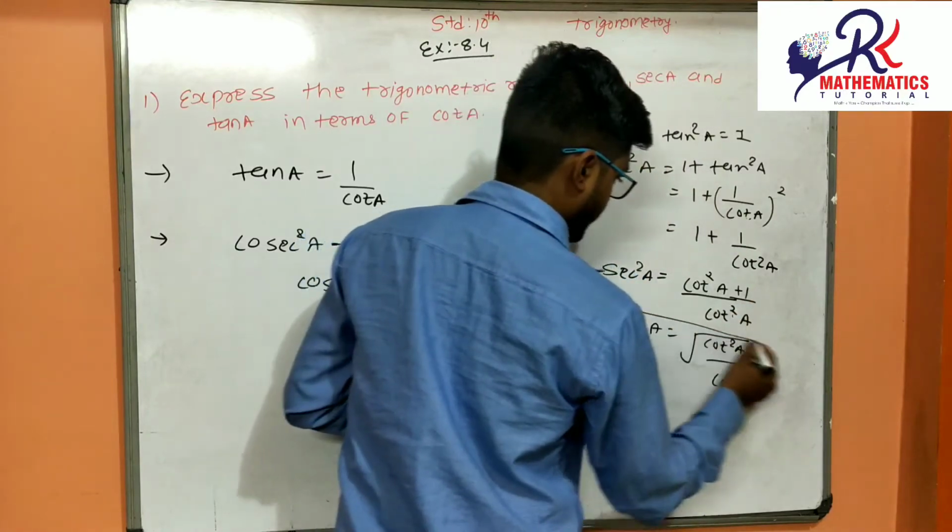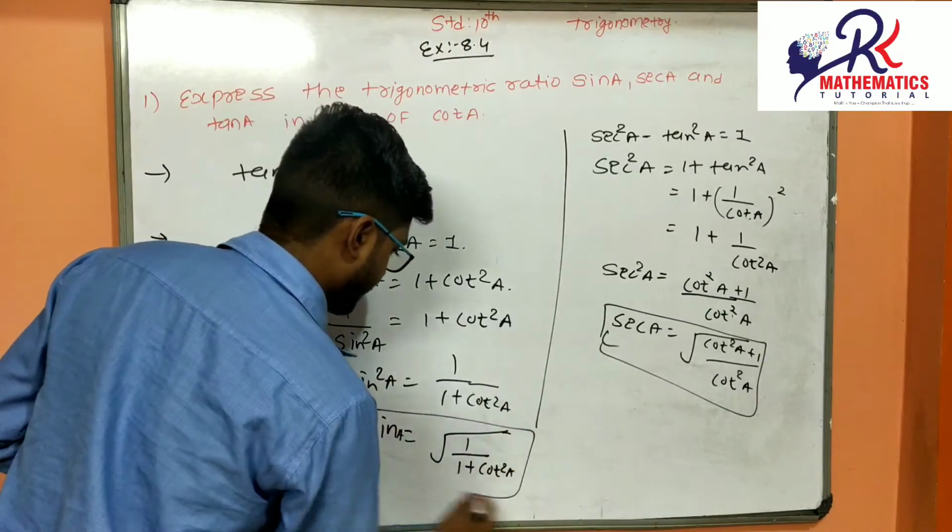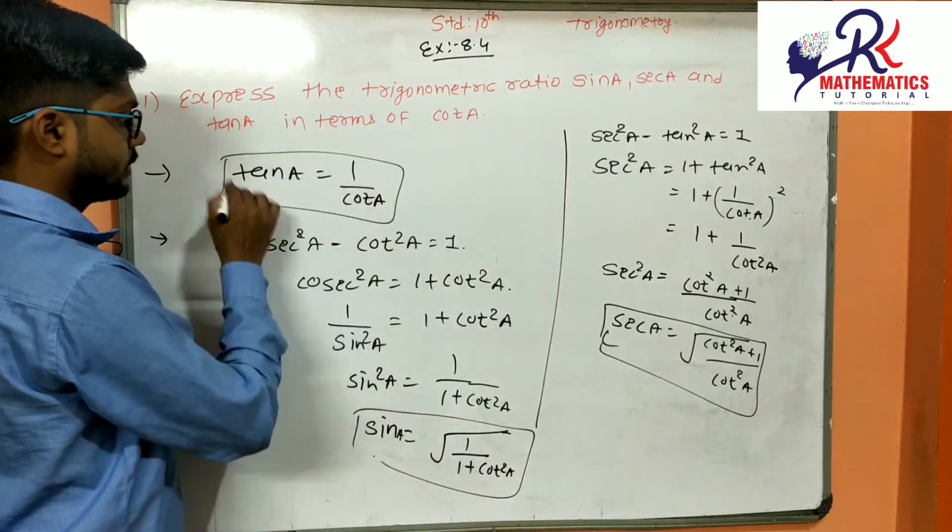So it is the square root of (cot square A plus 1) divided by cot square A. This is our representation. This is for sec A. This one is for sin A, whereas this is for tan A.